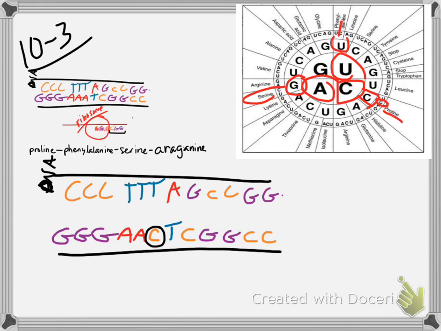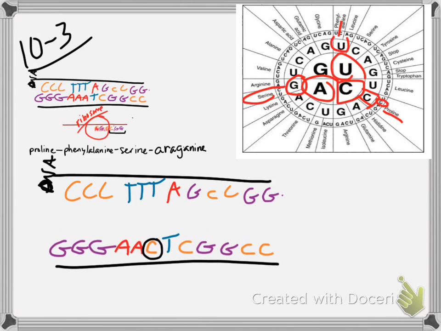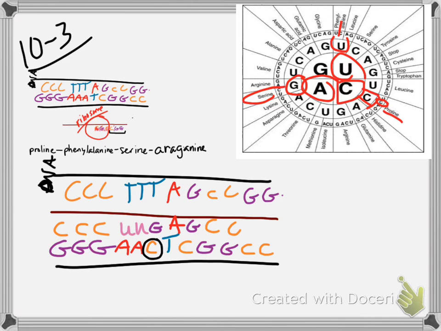So let's look at the mRNA that would be generated from this. So I'm going to make my mRNA. There's my backbone, CCC, UU. Oh, instead of UUU, I have UUG. And then I've got A with G, C, and then C, GG. Okay, so I've got my mRNA.